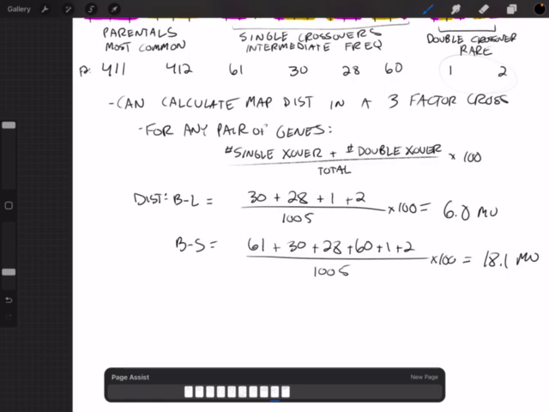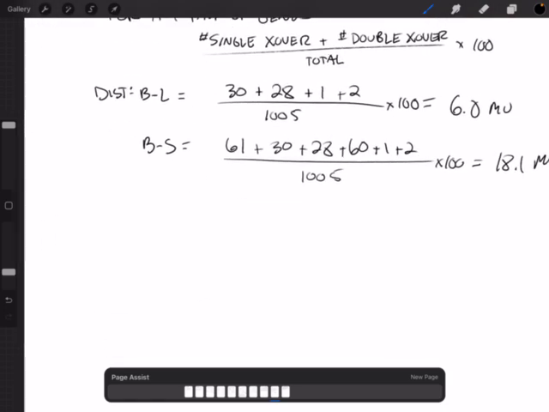There's another way you could do it. It's a little bit more of a shorthand way. It ends up being just as confusing to people, I think, which is to, here's a tip, pick one parental.